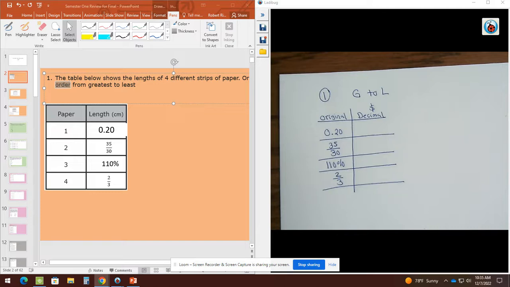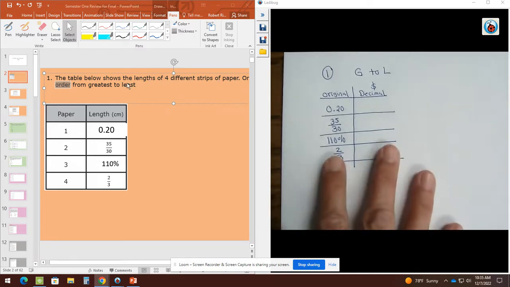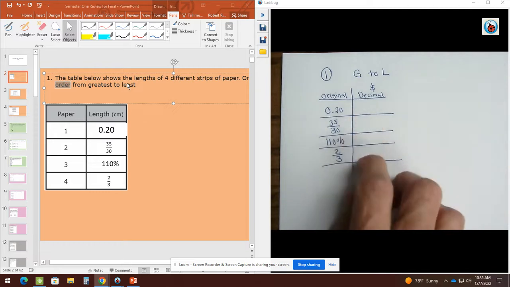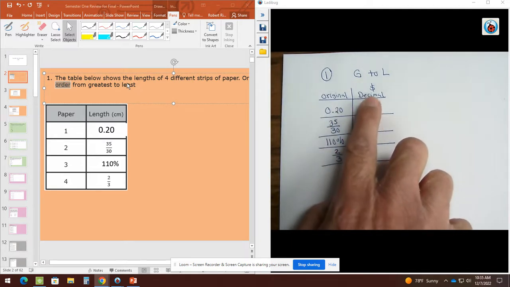Okay, for question number one, if you notice they want me to put them in order from greatest to least. So what I'm gonna do is get my paper and create a T-chart like this. On the left side we have the original values, on the right side we're gonna change them to decimals, basically like money.